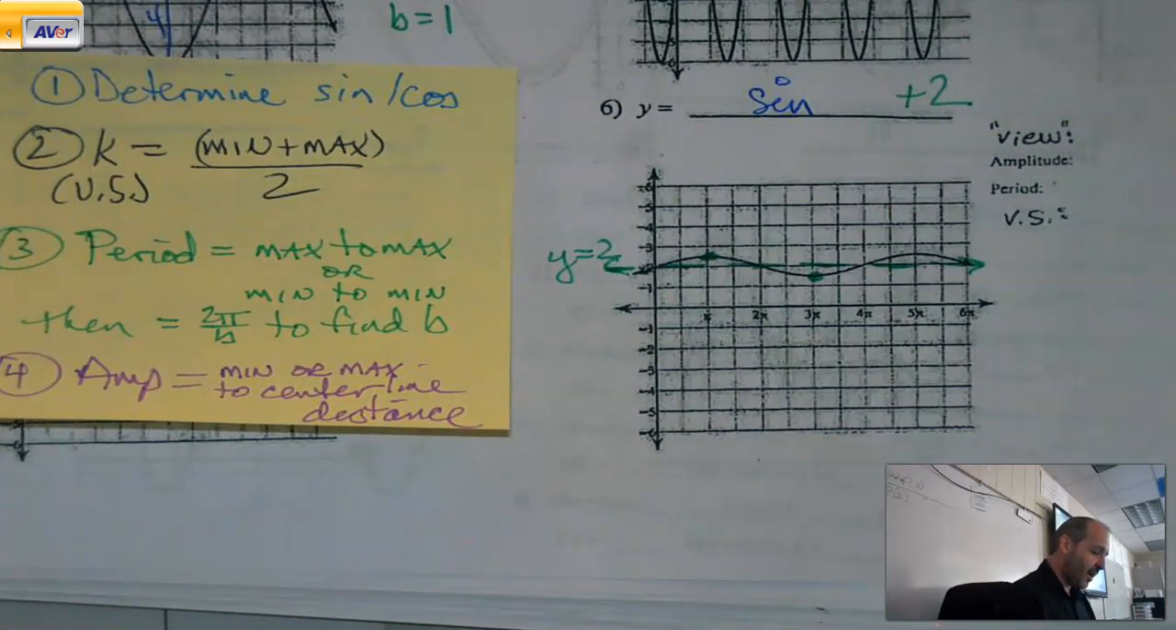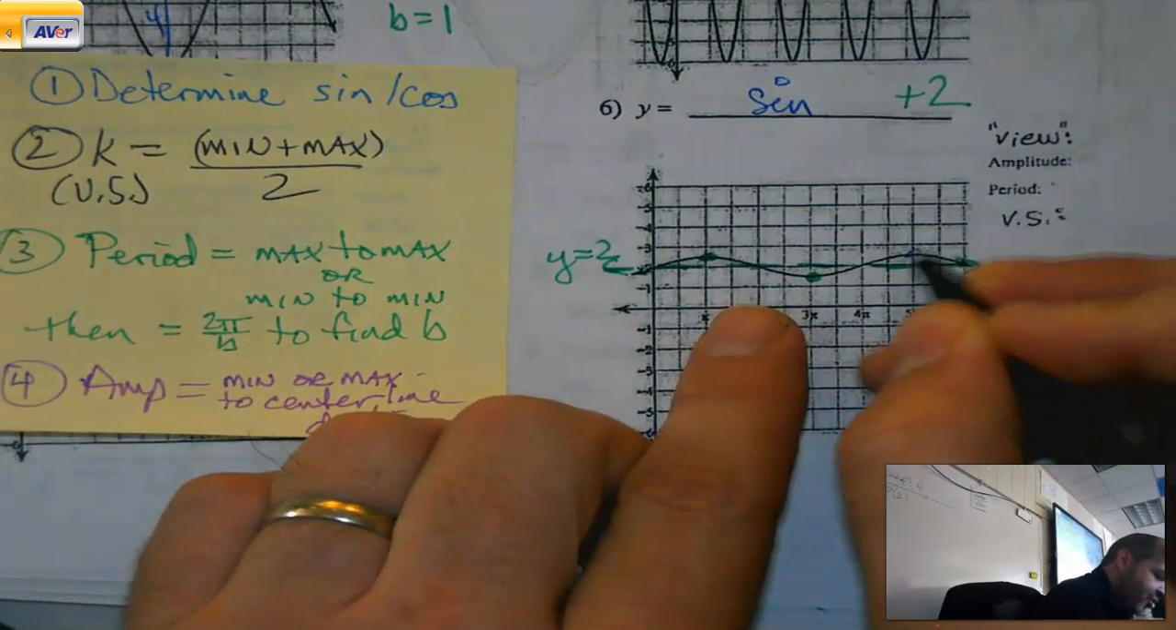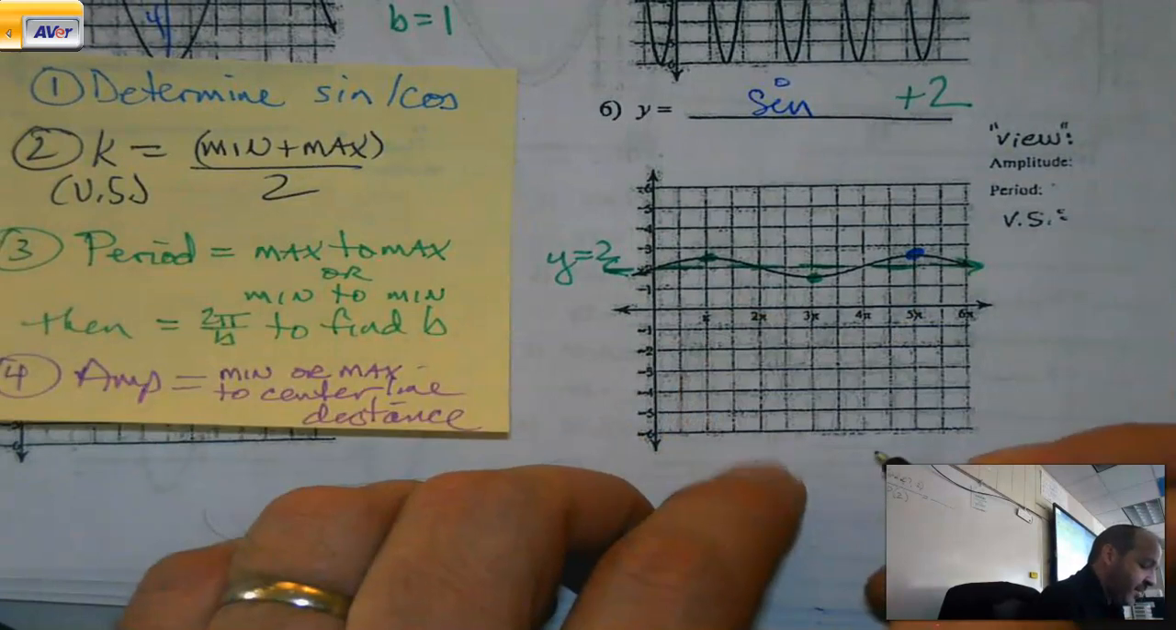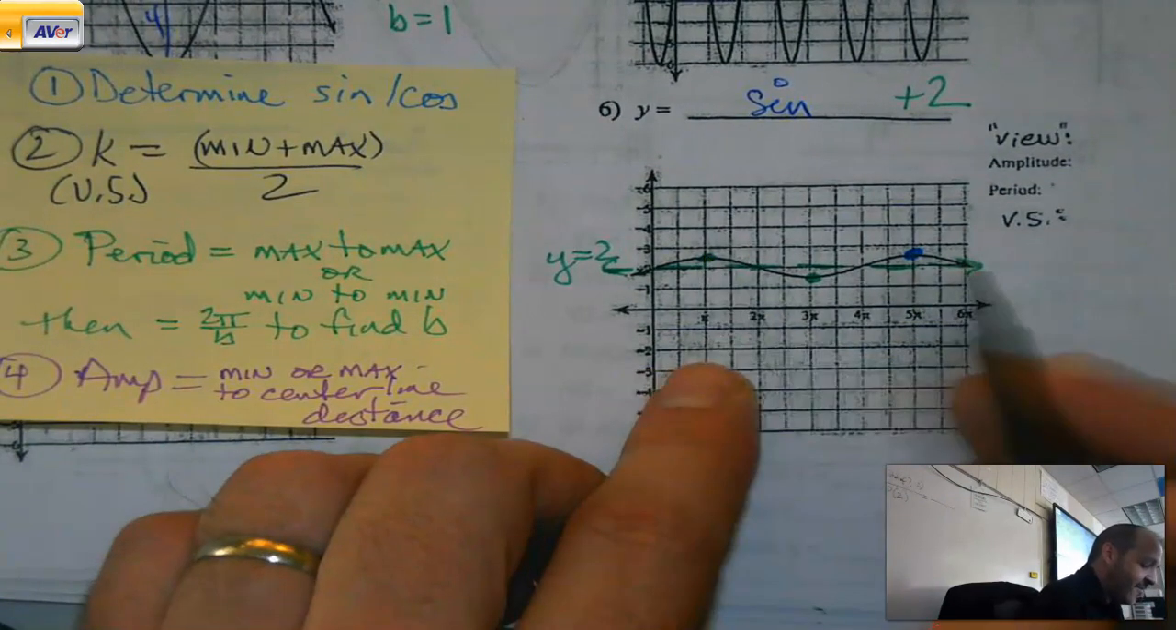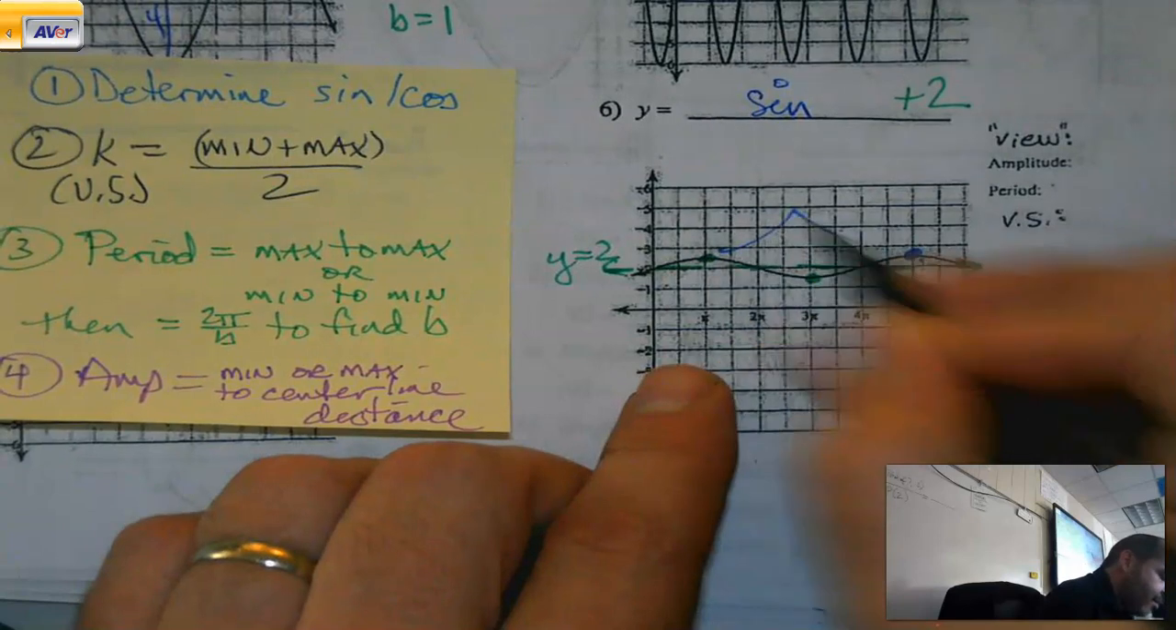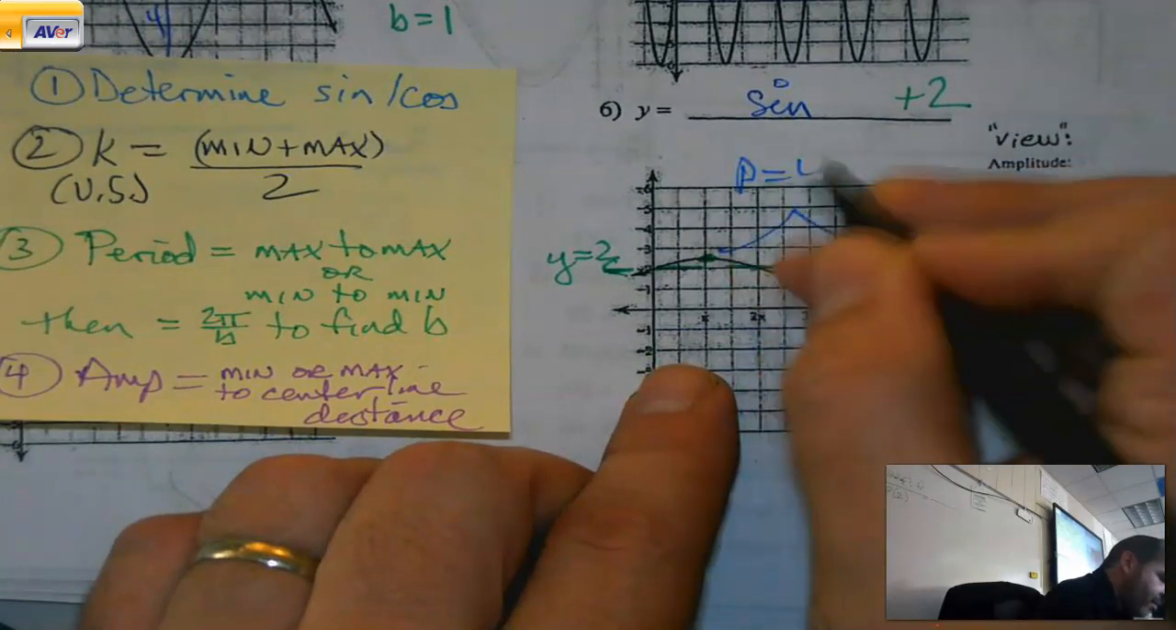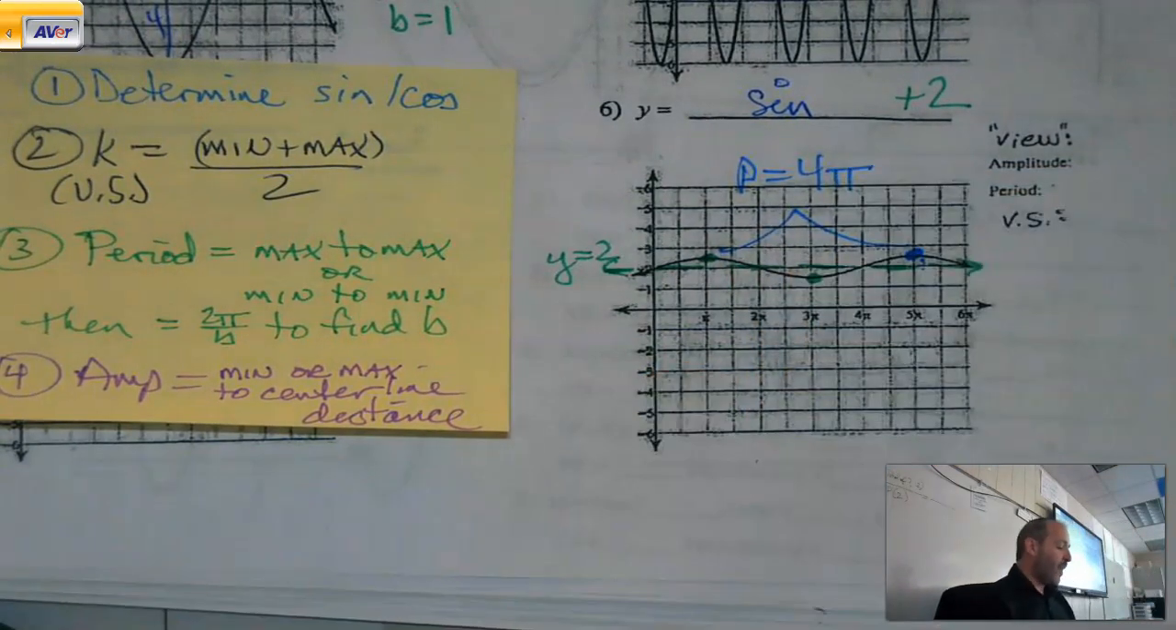And I'm like, okay, period. Let's see here. Oh, there's another max. So let's do max to max. Pi to 5 pi. 5 pi minus pi would be 4 pi.